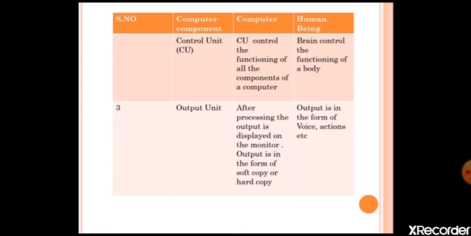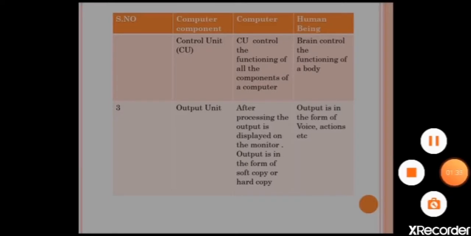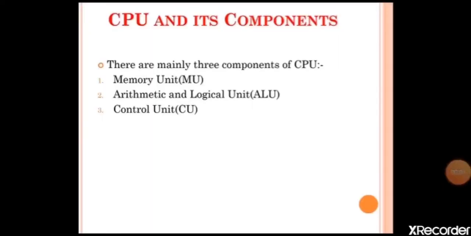The last is the output unit. After processing, the output is displayed on the monitor. Output is in the form of soft copy or hard copy. In humans, output is in the form of voice and action. Now we will discuss the CPU and its components.